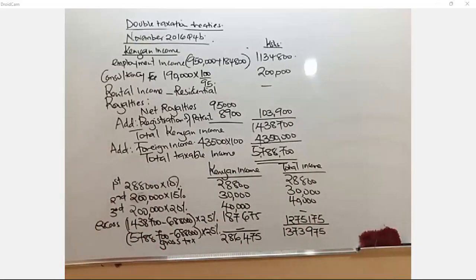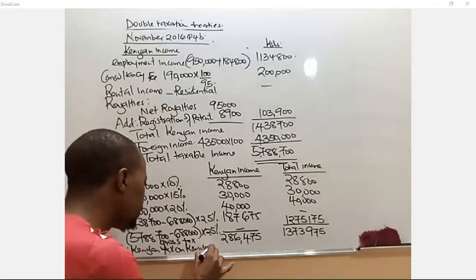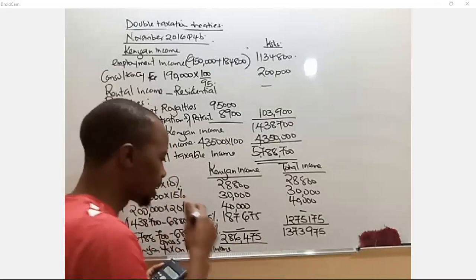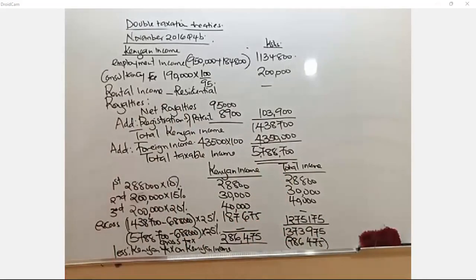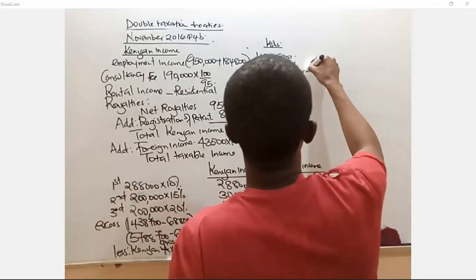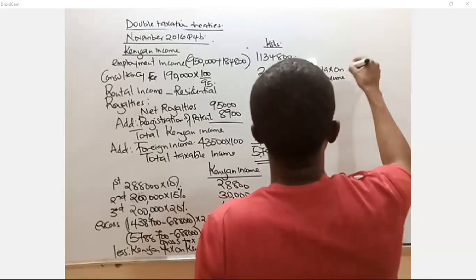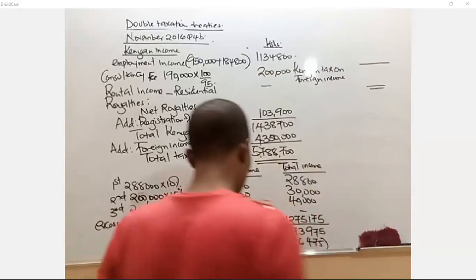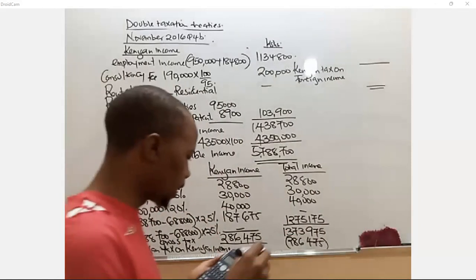1,373,975. Then we said, let us deduct the Kenyan tax on the Kenyan income. So we are deducting here 286,475, so that we can get the Kenyan tax on foreign income. The Kenyan tax on foreign income will be 1,373,975 minus 286,475, getting 1,087,500.